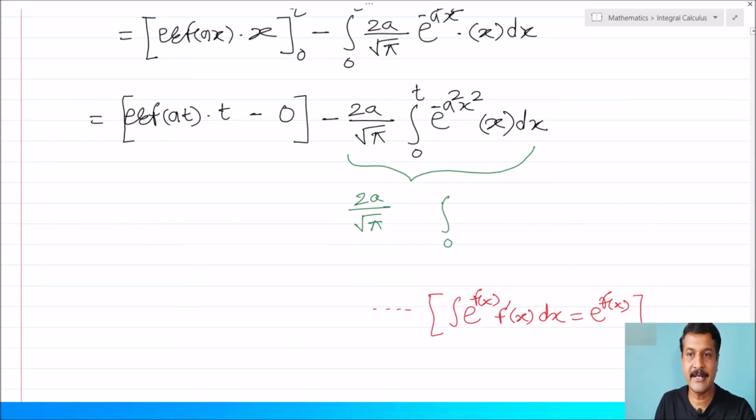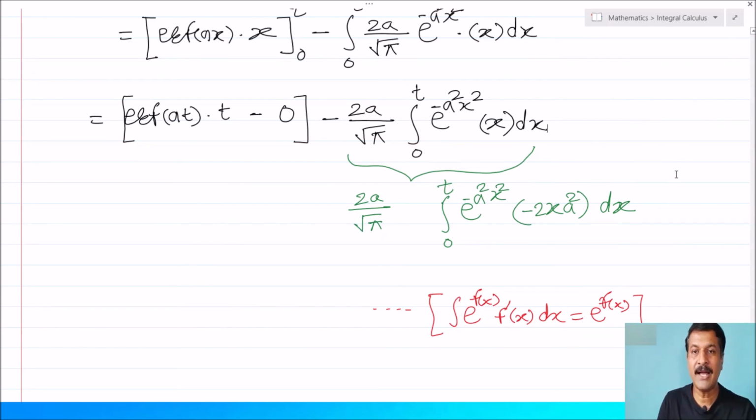So I am taking the integration from 0 to t of e raised to minus a square x square, and here directly the derivative is minus a square into 2x, which means minus 2x into a square into dx. Actually only x is there, but I am taking this one. So what is the additional factor here? Minus 2 into a square. So I will take here divided by minus 2 into a square, right? So simplify this, we'll get the answer.